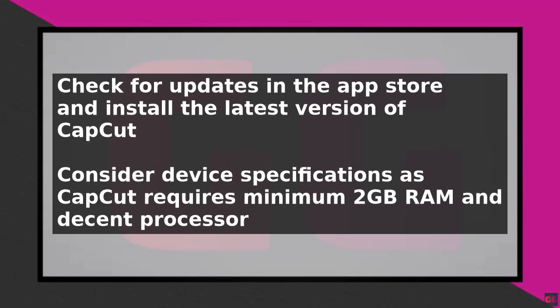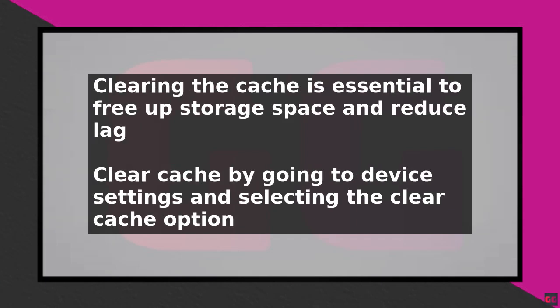To fix CapCut lag, start by understanding the common causes of the issue, which include outdated software, low device specifications, and excessive cache. Begin by checking for updates in the App Store and installing the latest version of CapCut. Next, consider the device specifications, as CapCut requires a minimum of 2 GB RAM and a decent processor to function smoothly. If your device does not meet these requirements, consider upgrading or using a different device.